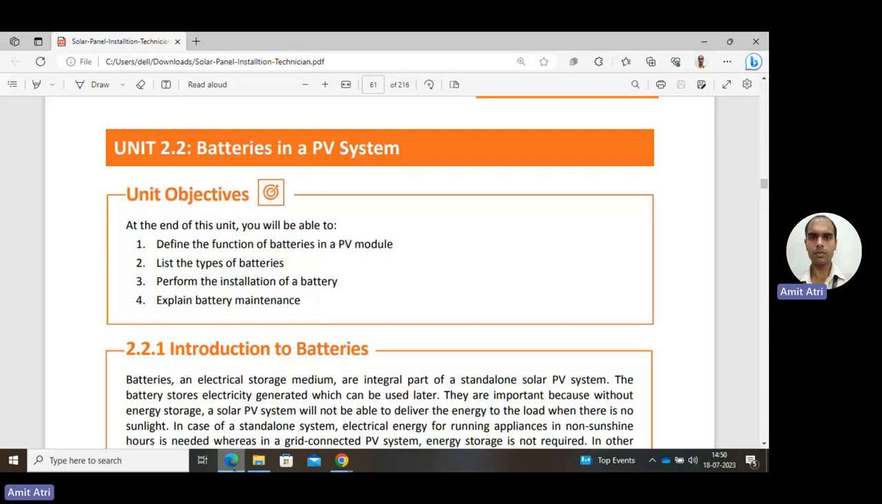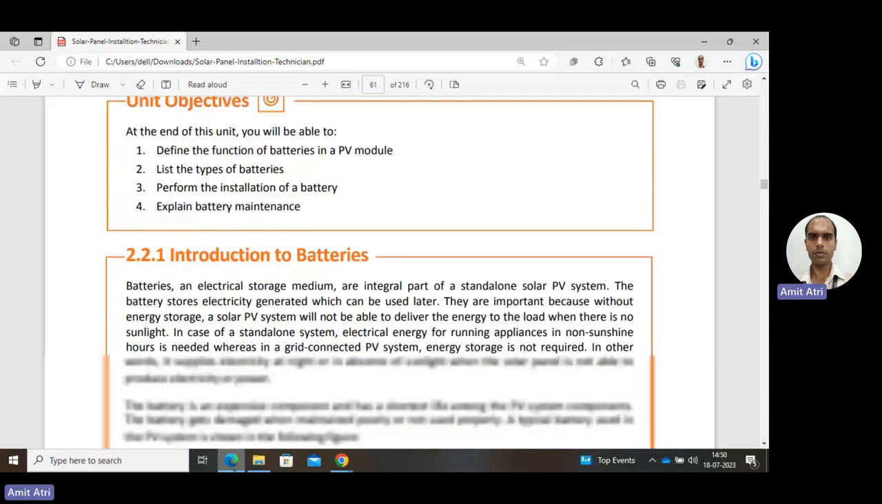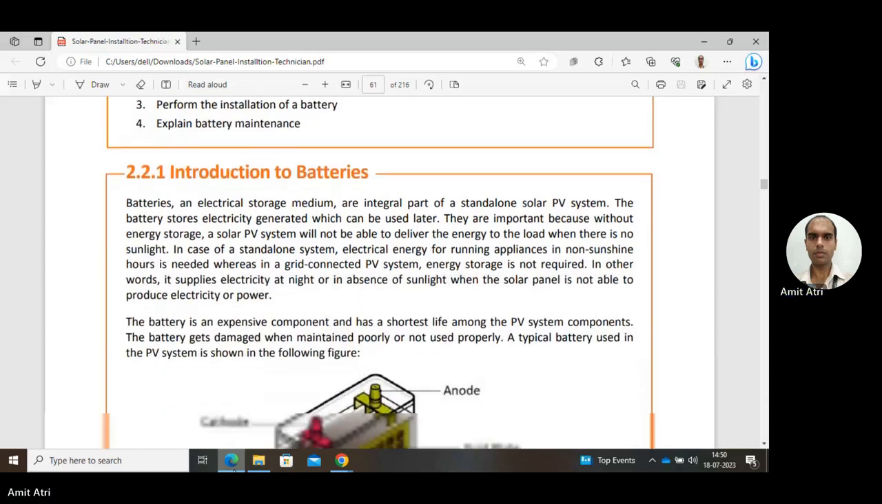When the solar PV system is generating electricity, in that duration it is storing the energy. It is charged. After that, in the absence of solar energy, this battery will supply the load. So this makes the supply to the load continuous.